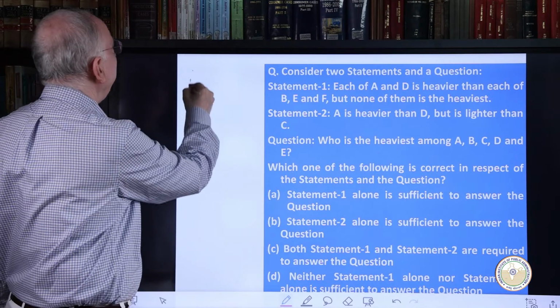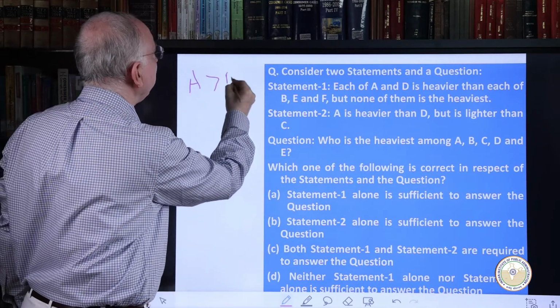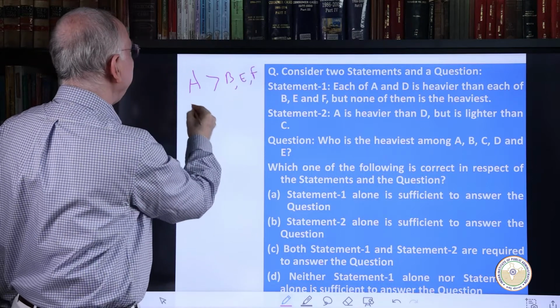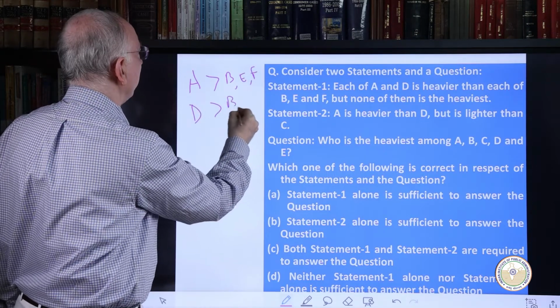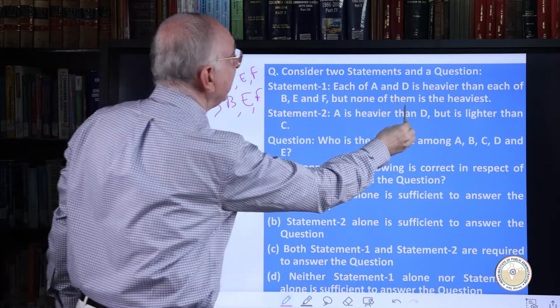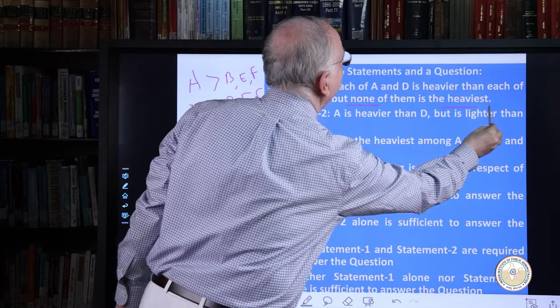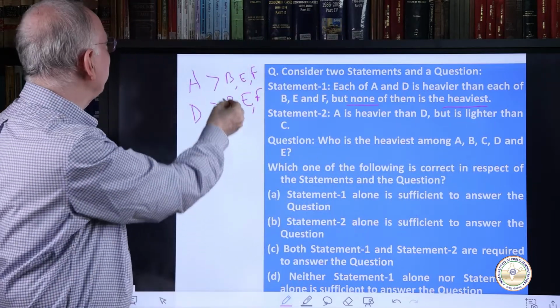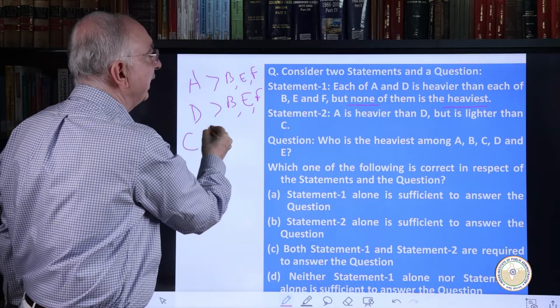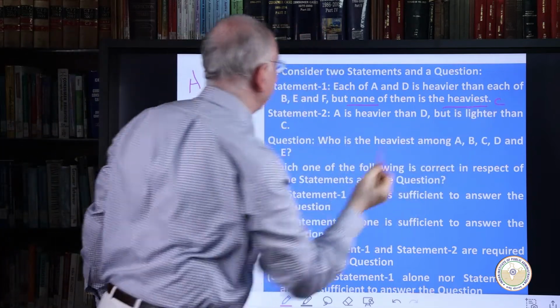Here A is heavier than B, E, F. Likewise, D is heavier than the same people B, E and F. And the statement says none of them is heaviest. So if none of these is heaviest, that means C is the heaviest person.